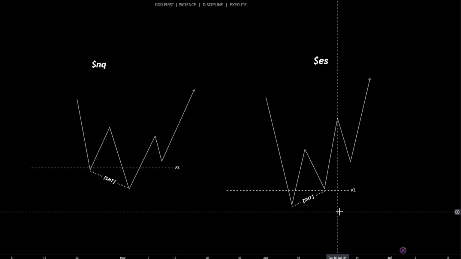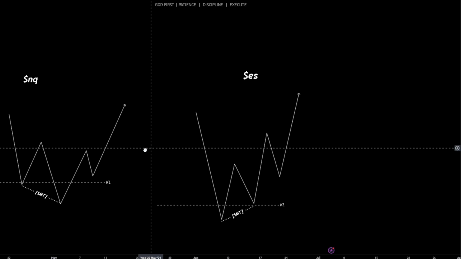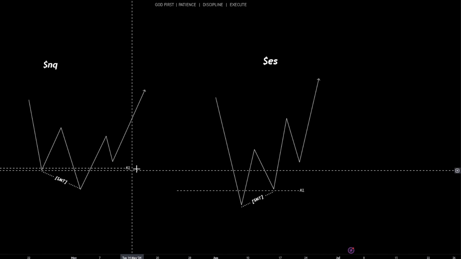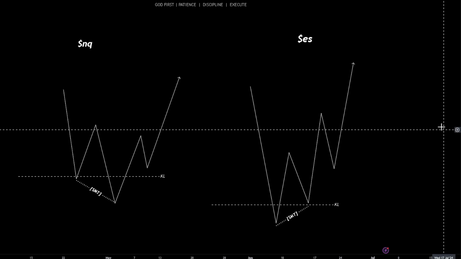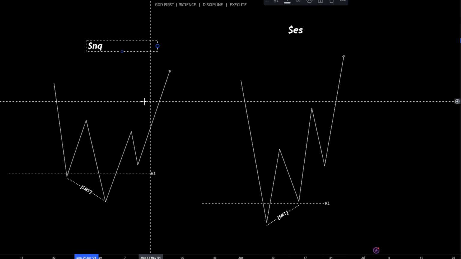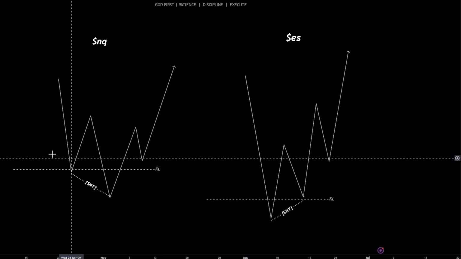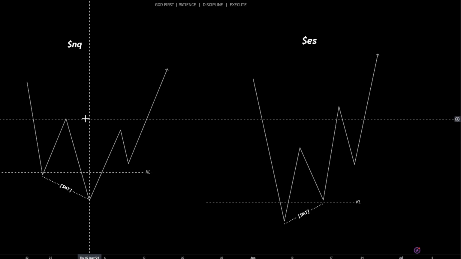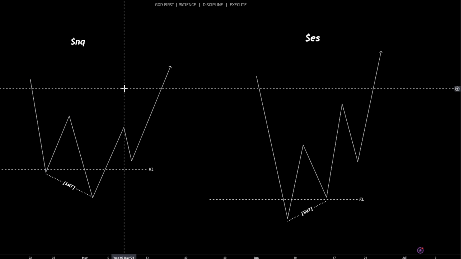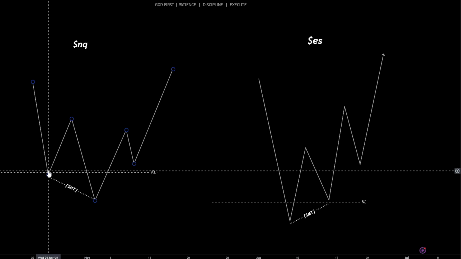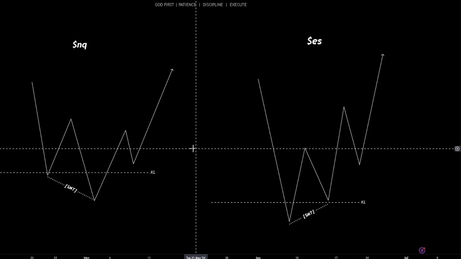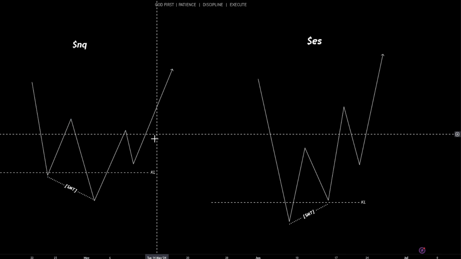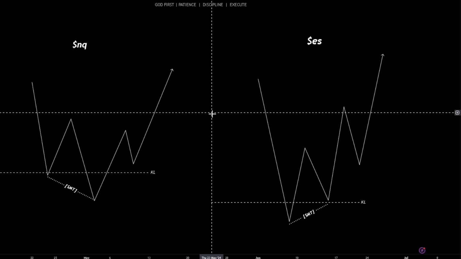So SMT equals expansion. Whenever you see an SMT inside of a key level, just expect an expansion. But your bias has to be correct though. So you should have your bias, and then the SMT confirms your bias, because we're inside the key level, and then it lets you know where price is going next. And so yeah, it's pretty easy. Let me know if you guys have any questions in the comment section down below. But let's go into some real charts.